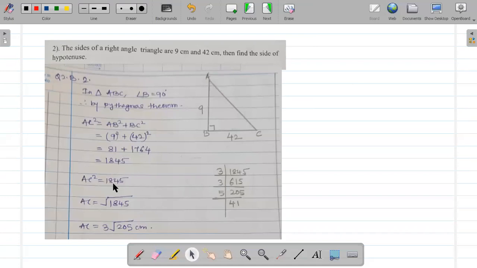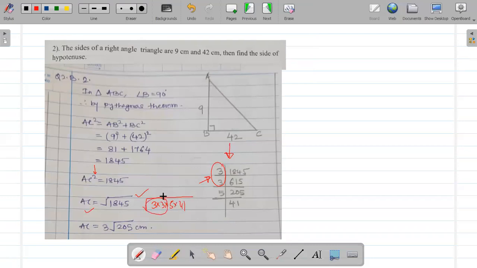And then this is AC squared, and we need to find AC, right? Just AC. So getting rid of this square, we put a square root on the other side, and then simplifying. How do we simplify? Do the prime factorization like this, and whichever factor repeats twice, you pair it up and you can write it outside the root. So 3 is written out of the root. Maybe you can write it out like this: 3 times 3 times 5 times 41.